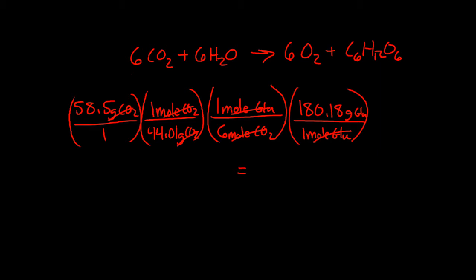So, okay, 58.5 divided by 44.01 divided by 6, or sorry, not divided, oopsie, times 180.18. That gives me 39.9 grams of glucose. So nearly 40 grams of glucose.